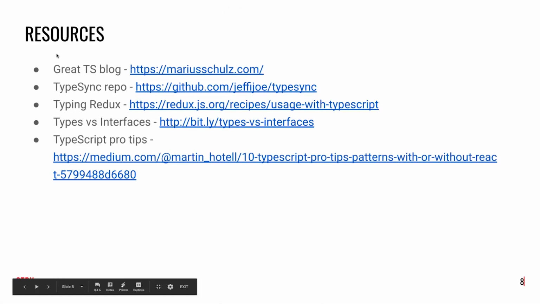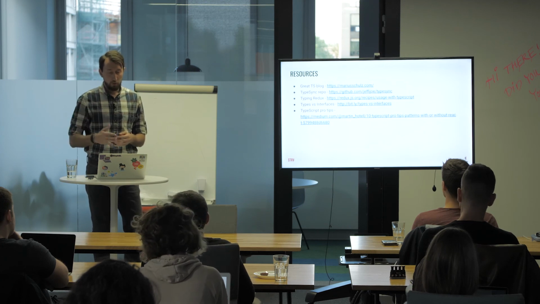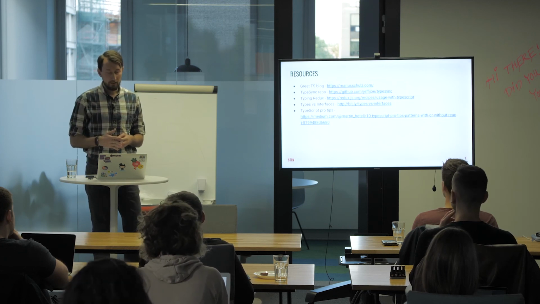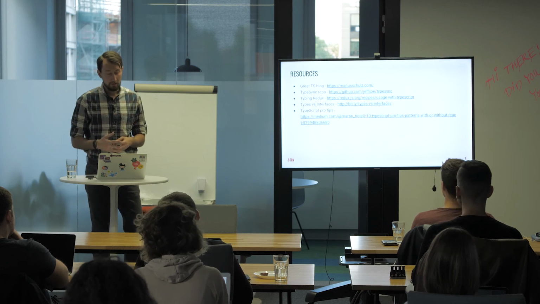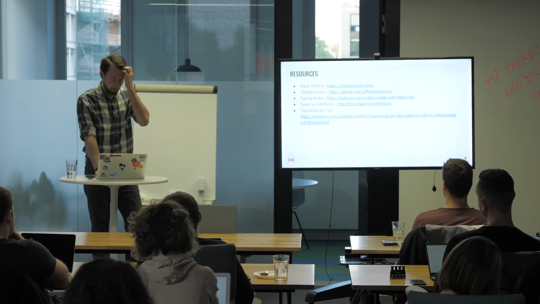So before we get to homework, I have a couple of resources that I've included for you to check out. There is this great TypeScript blog written by Marius Schultz, who was working on the TypeScript compiler itself, so he has great material, very detailed explanation of all the things that you're going to use. Then there is this TypeSync repository I haven't shown you yet today, but this is the library that allows you to install types for all of the libraries that you have in your package.json that don't have types yet. So instead of installing them one by one, you can just run TypeSync and you'll get all the types.